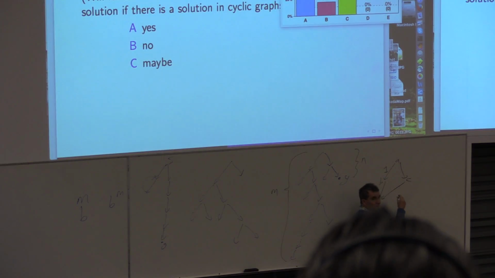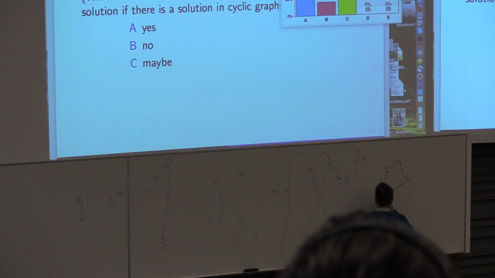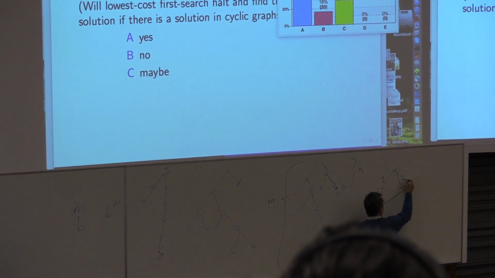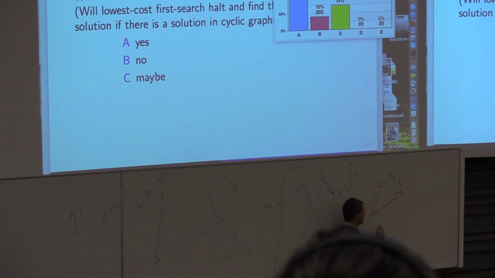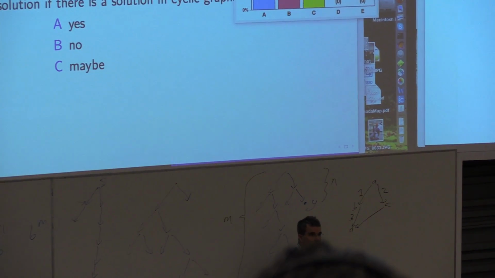Is there a goal node here? C is the goal? Oh, sorry, D, sorry. D. Okay. Yeah. And A is the start node. Yep. A to C cost is 2. And then B to D is 3. And then C to D is 1.